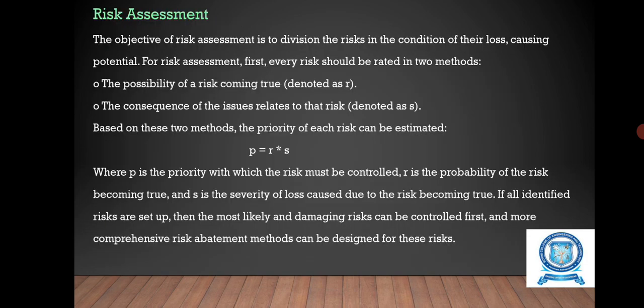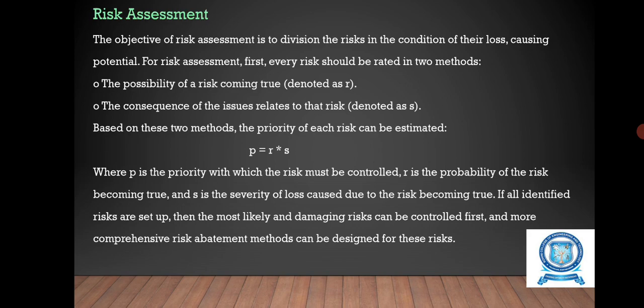Risk assessment. The objective of risk assessment is to divide the risk in the condition of their loss causing potential. For risk assessment, first every risk should be rated in two methods: the possibility of a risk coming true, denoted as R; and the consequence of issues related to the risk, denoted as S. Based on these methods, the priority of each risk can be estimated.